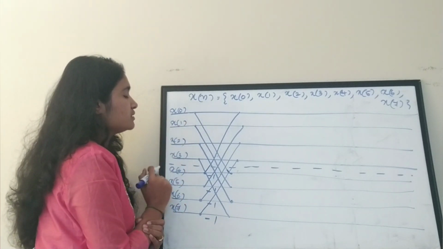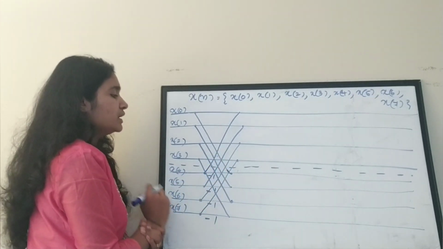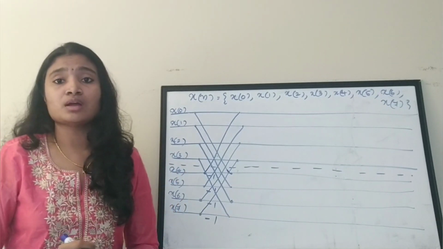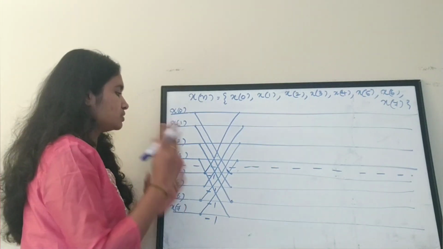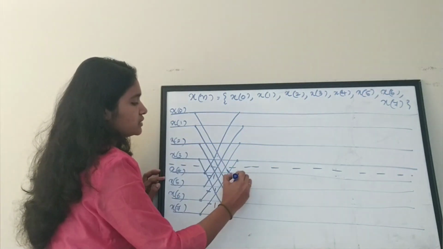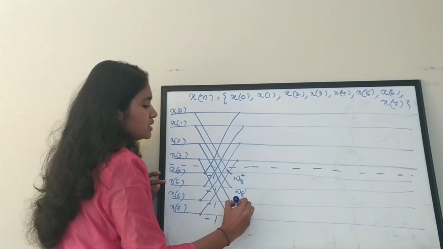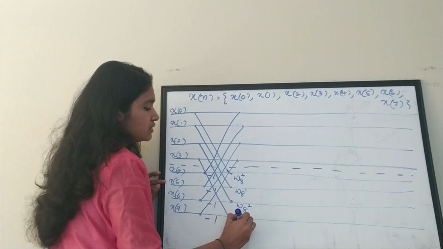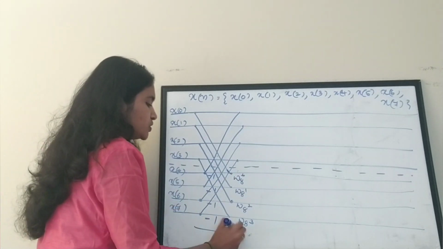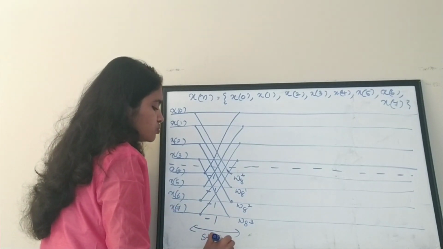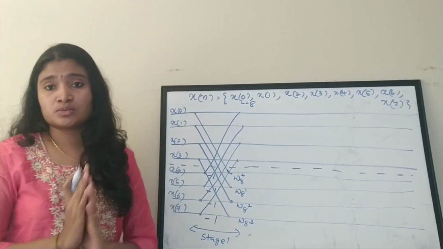And how many butterflies are there? Let's count. 1, 2, 3 and 4 butterflies. And your k value is nothing but the number of butterflies, and it starts from 0. So k will vary from 0 to 3. Right, I'm going to write the twiddle factors now. W8 raised to 0, W8 raised to 1, W8 raised to 2 and W8 raised to 3. This is the basic structure of your stage 1 for your length L equal to 8 sequence.